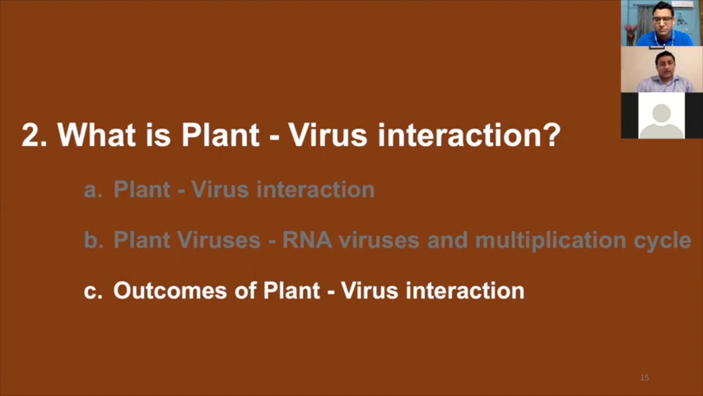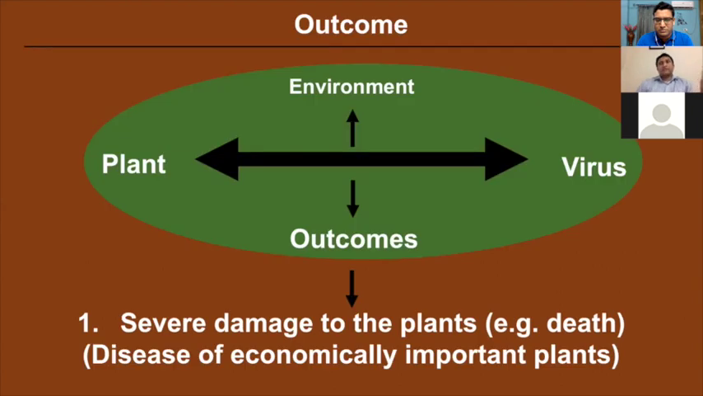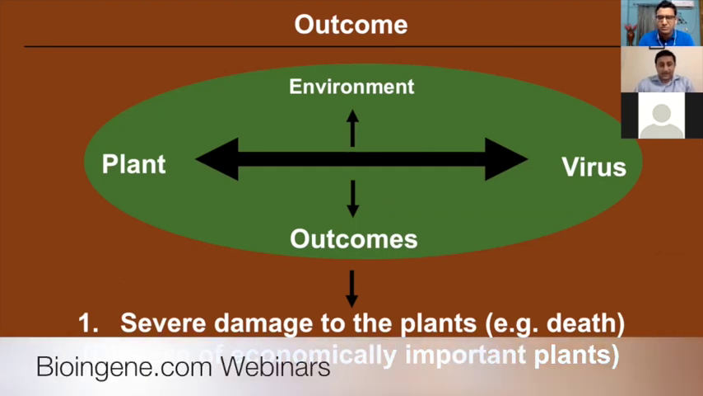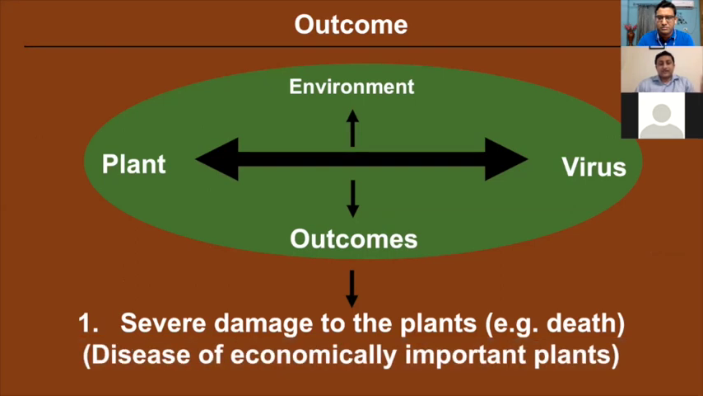So what are the outcomes of plant-virus interaction? To me, broadly, there can be three different outcomes. The first outcome is a case where the plant is severely damaged. Its growth is damaged, perhaps to an extent where the plant completely dies. And this is a type of interaction that really worries us. Suppose you have an economically important plant and it develops a disease where the plant dies; that is how you get huge crop losses.